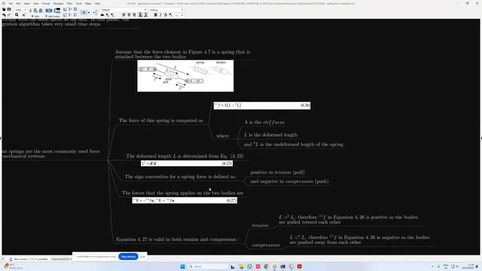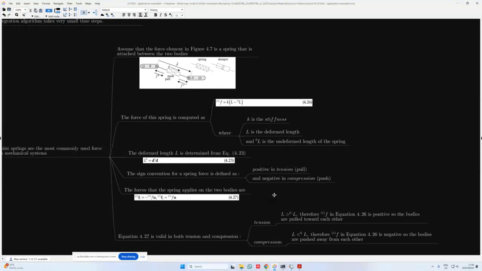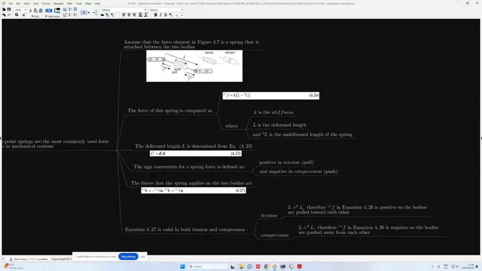The sign convention for a spring force is then defined as positive in tension. So if we're pulling on the spring, we have tension, and that's positive. Negative is then compression or pushing of the spring. So compressing or pushing the spring inward so that it exerts an outward force on each of these two bodies.